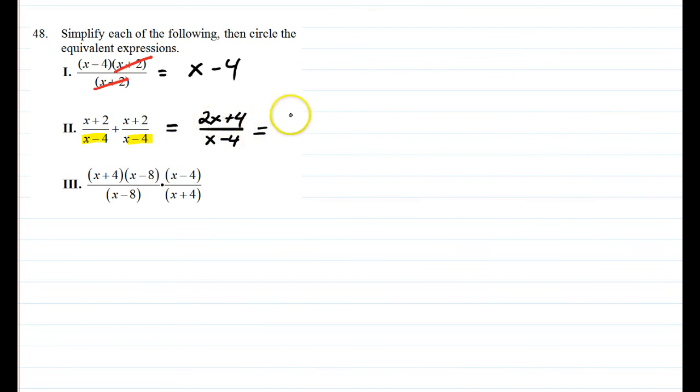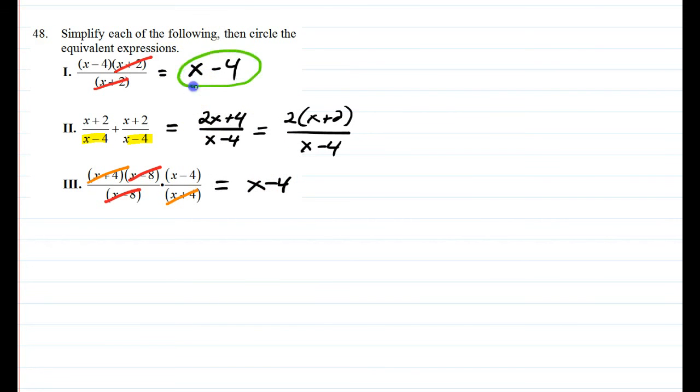And then I'm going to want to factor the top to see if anything is going to cancel. And so nothing cancels there. Now on the last one, we have x minus 8 canceling, and we have x plus 4 canceling. And so now the only thing that is left is x minus 4. So now I will circle the equivalent expressions.